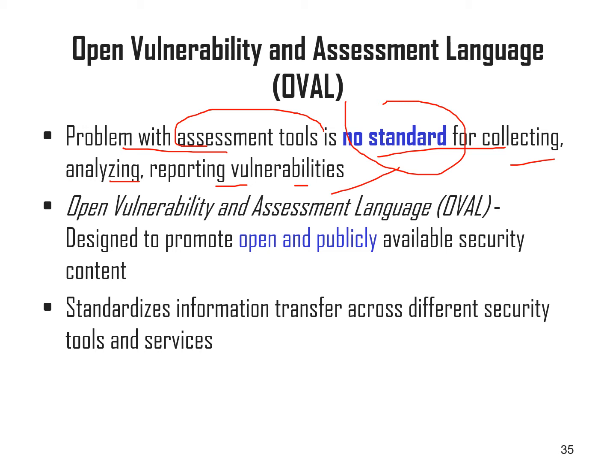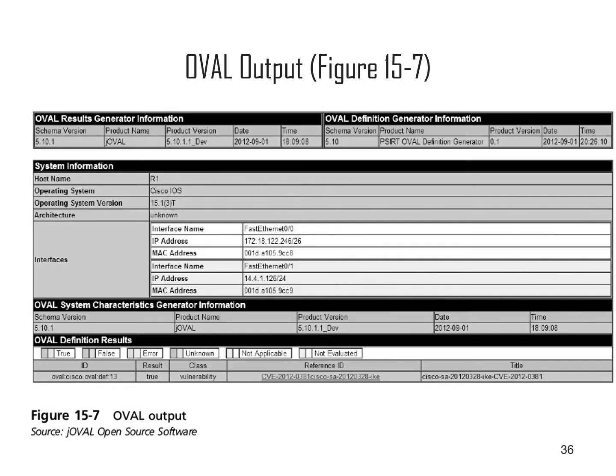report the vulnerabilities. So there is a standard called Open Vulnerability and Assessment Language. This is designed to promote an open and publicly available security content. This standardizes the information transfer across the different security tools and services. Okay, so this is an example output for OVAL. So it has its own standard for collecting, analyzing, and reporting the vulnerabilities, right?